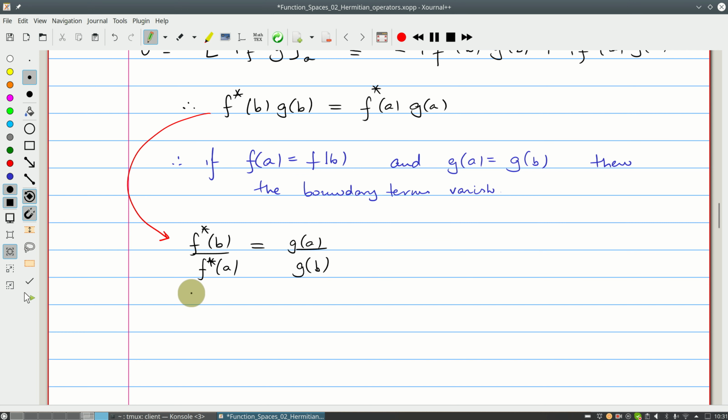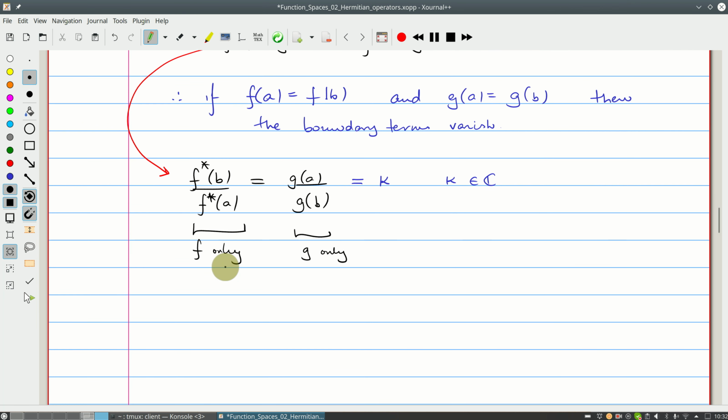Now here we've got a function of f only, and here it's g only. But f and g are arbitrary functions in this space. Therefore, the only way this can hold is if both these terms are equal to some kappa, where kappa is some scalar. Further, let's see where this leads. Therefore, g of a is equal to kappa g of b. And for the f, we will get f star of b is equal to kappa f star of a.